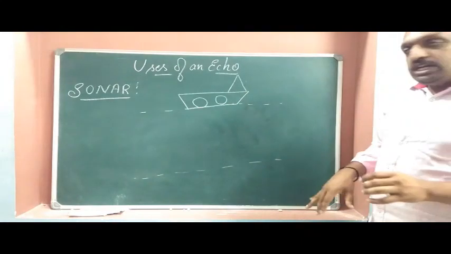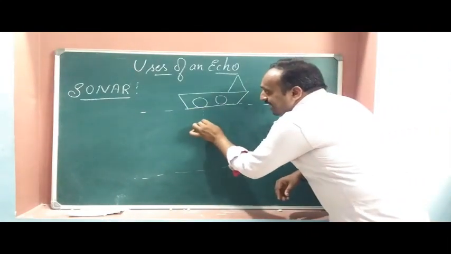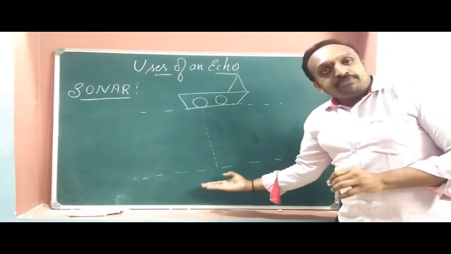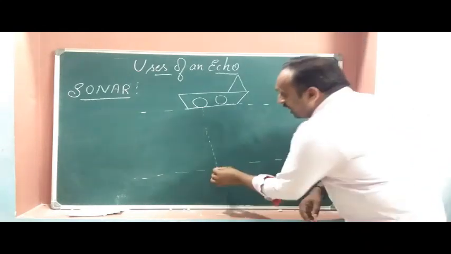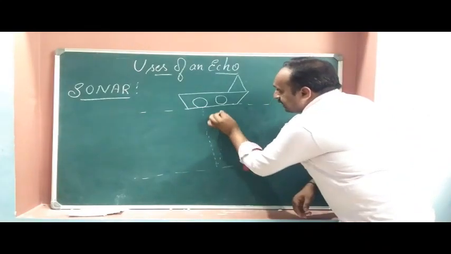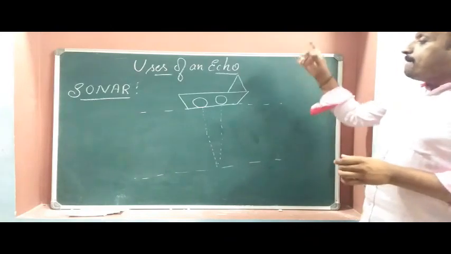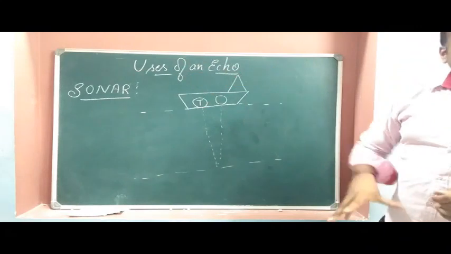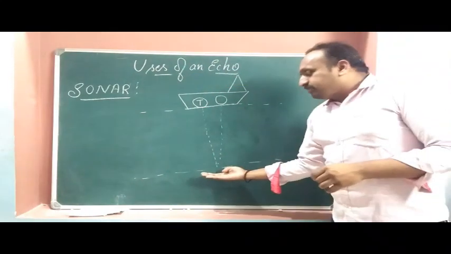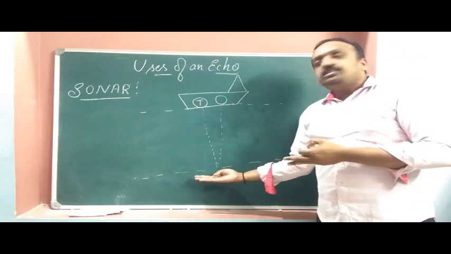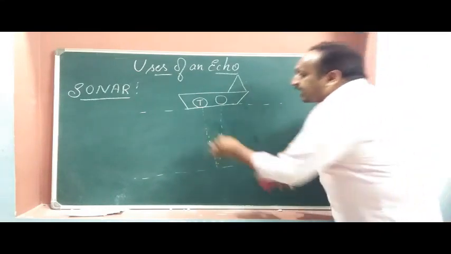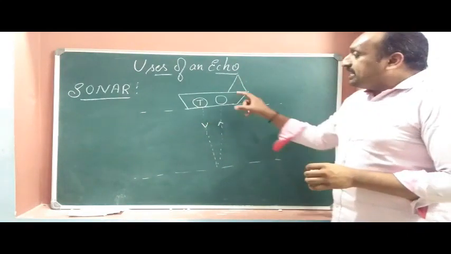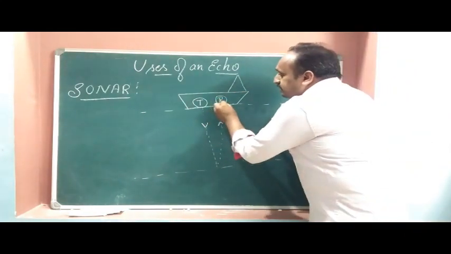The transmitter will transmit the ultrasonic sound wave. When it reaches the depth of the water, it reflects back and that is received by the receiver. Imagine it is a sea, so it reaches the seabed and reflects back. It goes in this direction and comes back in this direction, and when it arrives, it is received by the receiver.